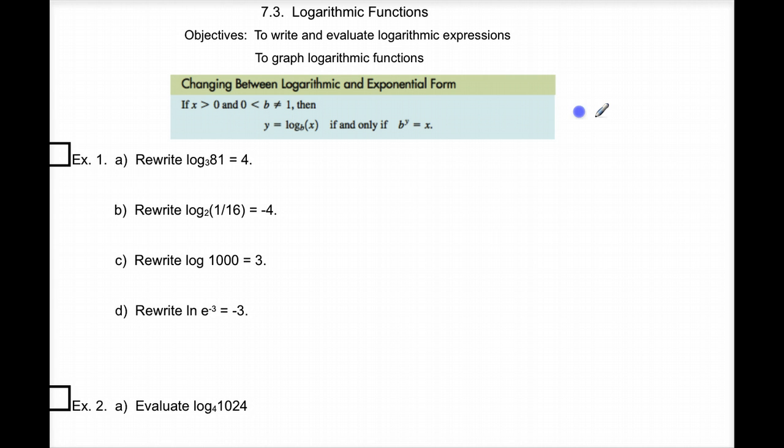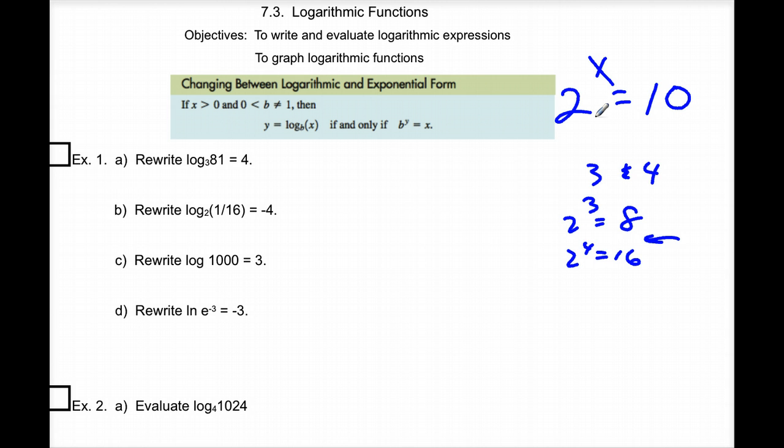So, like if I said 2 to the x equals 10, it'd be hard-pressed to figure out x without knowing how logs work. So you can tell that it's going to be between 3 and 4 because 2 to the third is 8 and 2 to the fourth is 16, and 10 lies between them. You wouldn't be able to get a whole lot more precise than that without doing some trial and error, or using your calculator and the intersect function.